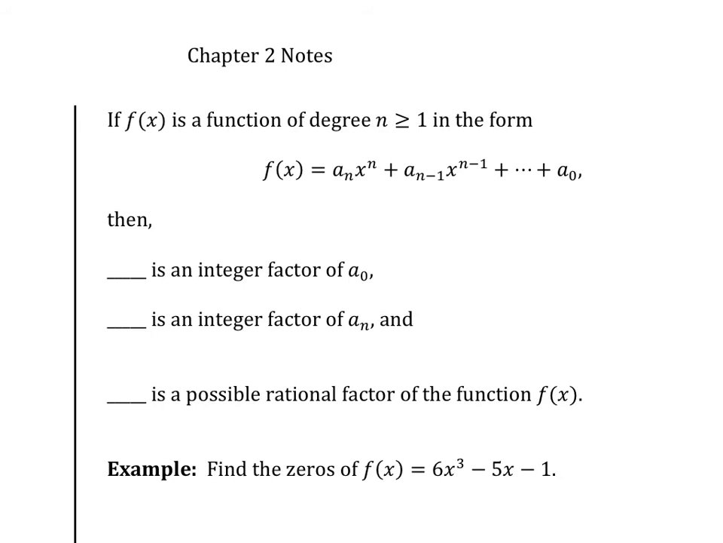When the function is in polynomial form, you usually have a constant at the end and a leading coefficient in the beginning. So this is the P over Q method, if you recall. You find the integer factors of a-naught, the constant part, and we call that P. Then we find the integer factors of a-n, the leading coefficient, and we call that Q. Then plus or minus P over Q are all the possible rational factors of the function. Is it a factor? We don't know, but it's possible.